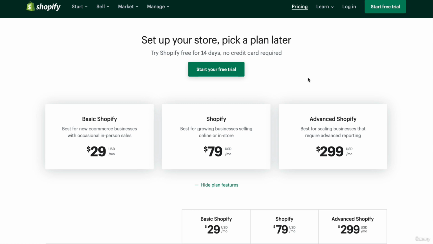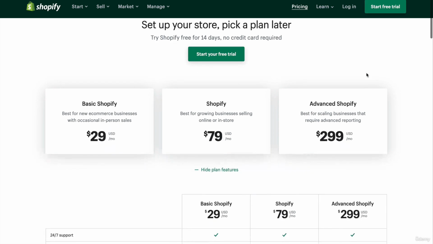After those 2 weeks are over, they'll probably send you an email or prompt you to sign up for a paid membership. There are 3 different membership types: the basic Shopify, the Shopify plan, and the advanced Shopify plan. It is really completely up to you which plan you want to use. They all are adequate for drop shipping.